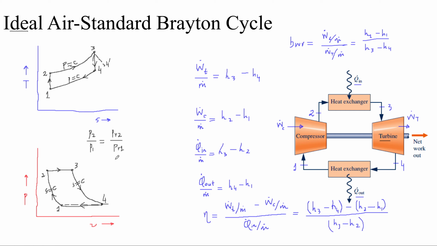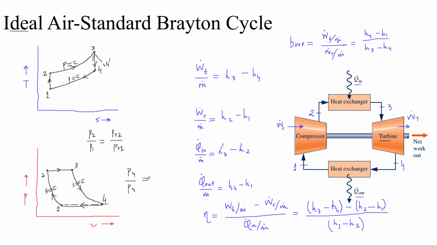And then if you look at the pressure ratio of process 3 to 4, over here you're going to have P3 by P4 or P4 by P3 equals PR4 by PR3. And then you can use the relation P4 by P3 equals P1 by P2. And why are you using this relation?